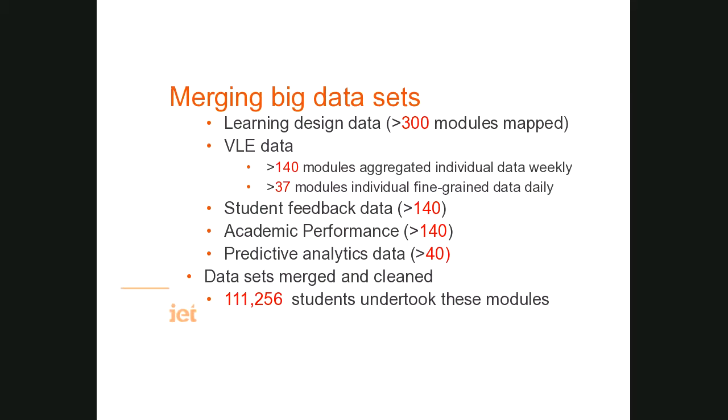So what we are trying to do at the Open University is to link all these big data sets together. We've mapped over 300 modules at the Open University, how our teachers are designing courses, the brain scan of teachers. And then we've linked this with what students are actually doing. On 140 modules, we linked it on a weekly basis. And on 37 modules, we now have very fine-grained data, actually seeing where students are clicking on a day-by-day basis. And then we've also linked this with what students are actually experiencing.